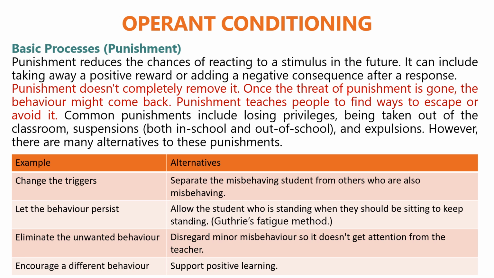For example, a child may become neutral to the punishing behavior. The child may become more aggressive towards the parents, or if the threat of punishment is gone completely, the child at a younger age may be found smoking in front of their parents. Common punishments include losing privileges, being taken out of the classroom, suspensions and expulsions.